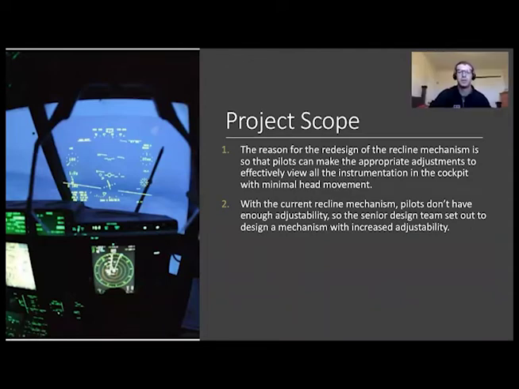The main purpose for this project was to design a recline mechanism for Collins Aerospace so they can put it into their aircraft pilot seats. The main reason the company wanted this was so that pilots could have more eye positions so they could see their components better. So they came to UCCS and asked the senior design team to design a recline mechanism with more degrees of freedom. This would allow a pilot to recline farther back and at more positions so that he or she can see the controls better.